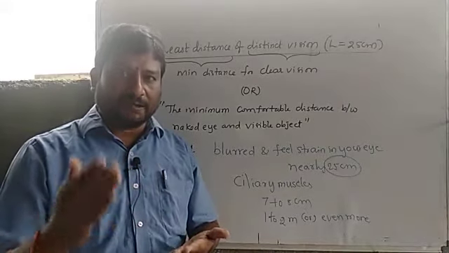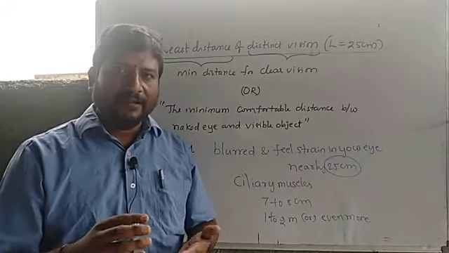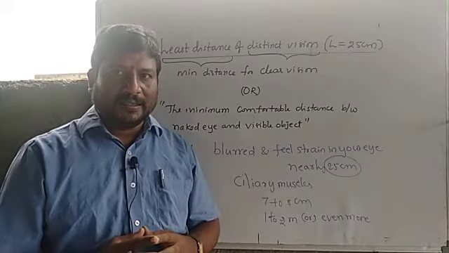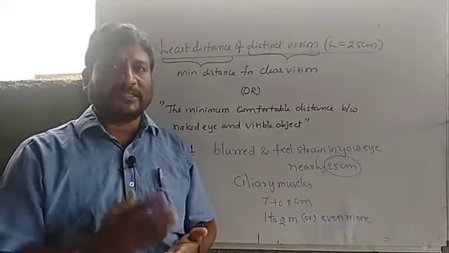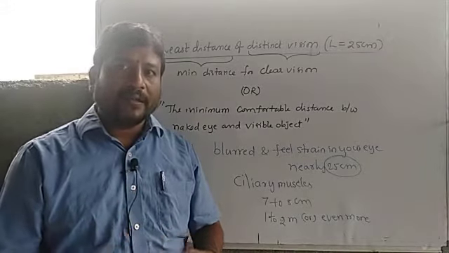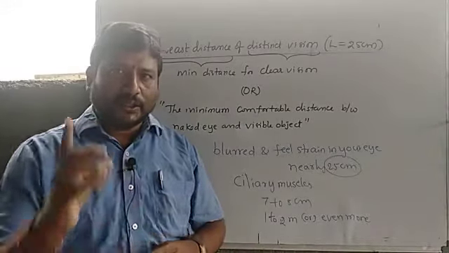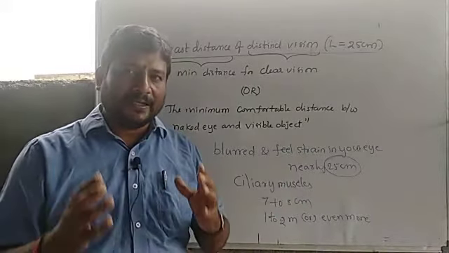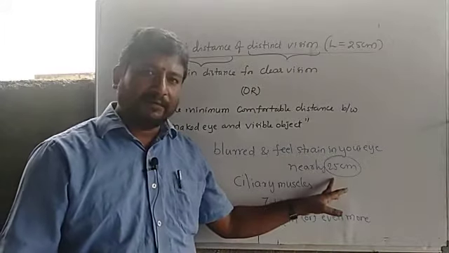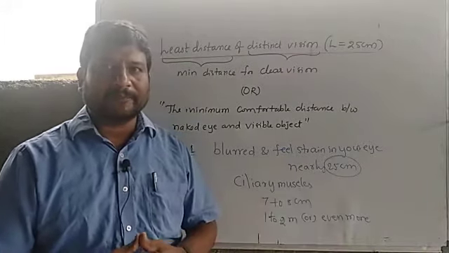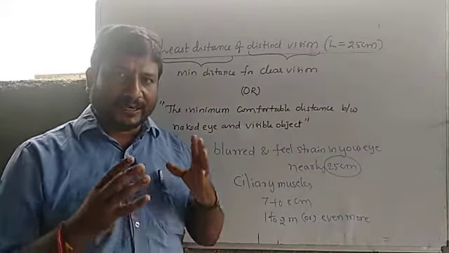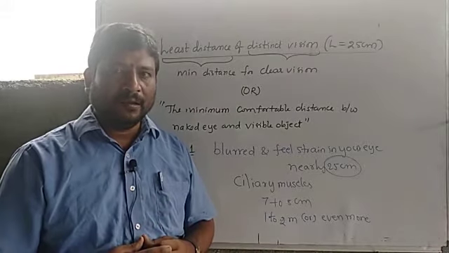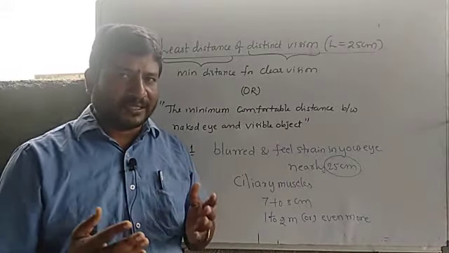Repeat this activity with other friends in your classroom and find all the clear visible distances of your friends, and find out the average of all those distances. You will get 25 centimeters. That means whenever you want to see an object clearly, the object must be at 25 centimeters from your eye. Below 25 centimeters you can't see the object clearly.